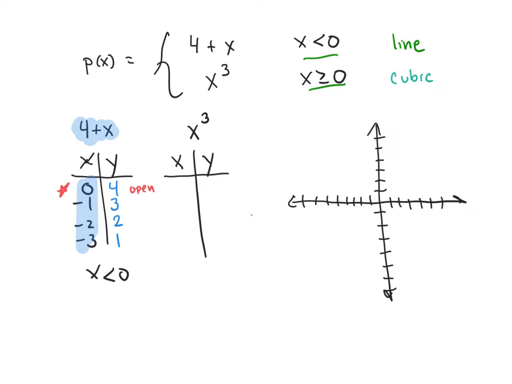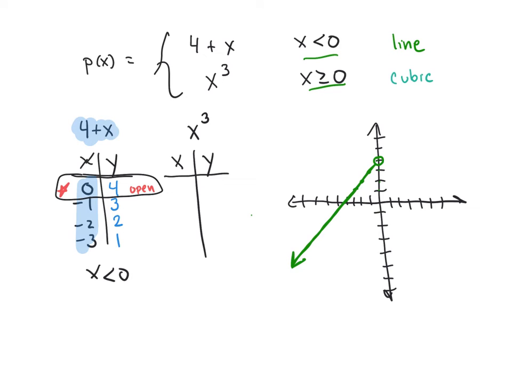So I have 0, 4, which is going to be open. -1, 3, which is going to be there. -2, 2, which is going to be here, and then -3, 1, which is there. So this part of my graph is my line. All the x's left of 0 are going to make that line. And the trickiest part definitely is making sure you do take 0, but it's an open circle because it strictly has to be less than 0.